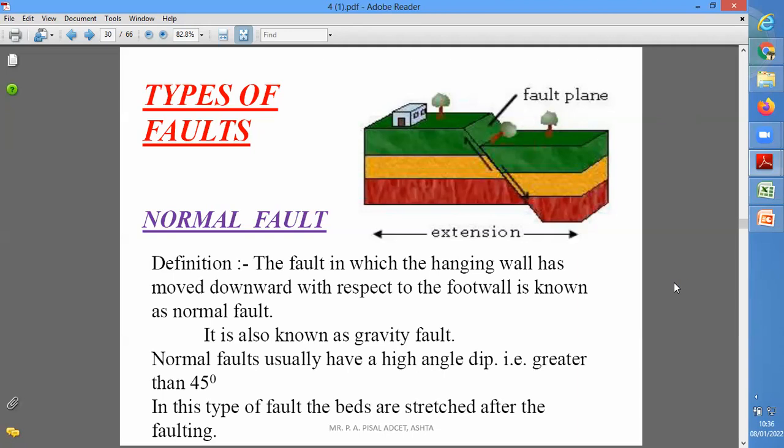When you see any textbook or reference book, you can find too many types of faults in that book. But here we are going to discuss only the important types of faults, which are important from our civil engineering point of view. Only those types we will discuss here. So here, the first type of fault is the normal fault.